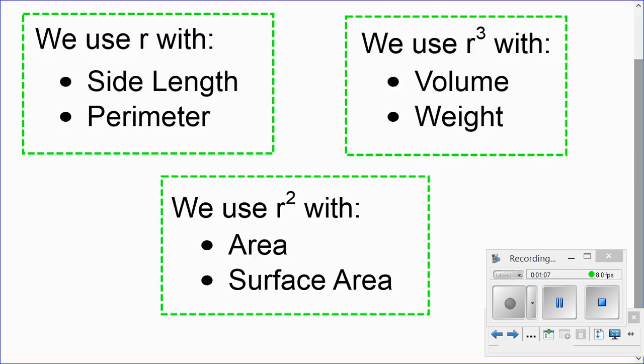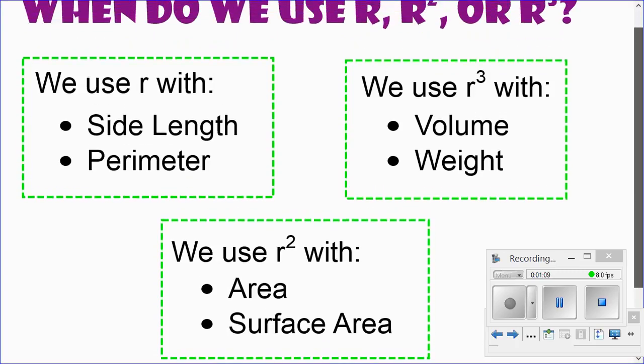And when we're talking about r cubed, you know from last night's video that that is referring to volume. That's when we take that scale factor and we cube it. And we call that r cubed. Another use for r cubed is weight. And we'll take a look at that in today's lesson, how we use r cubed for weight. So let's take a look.